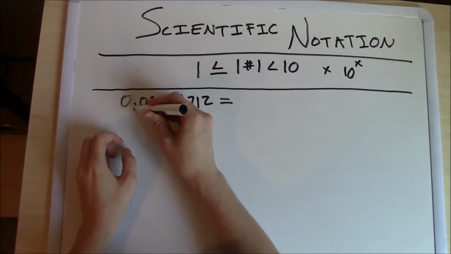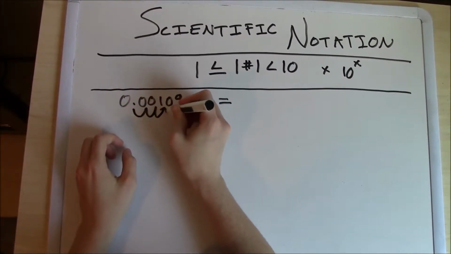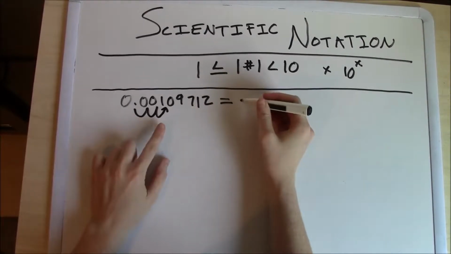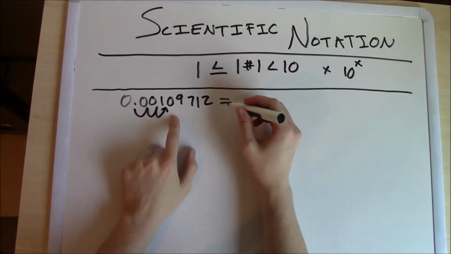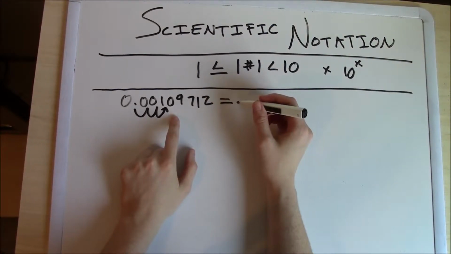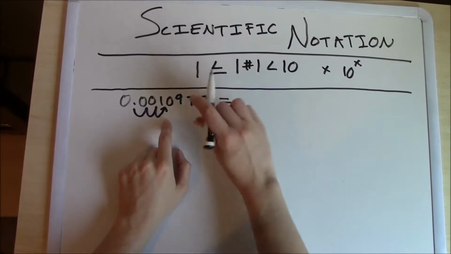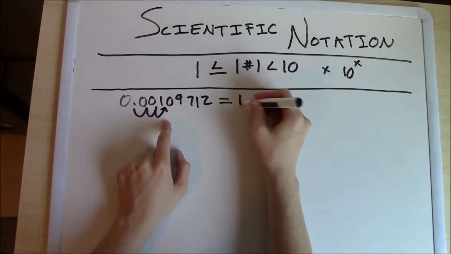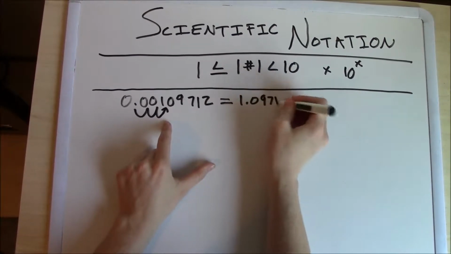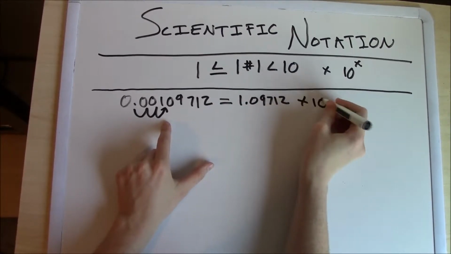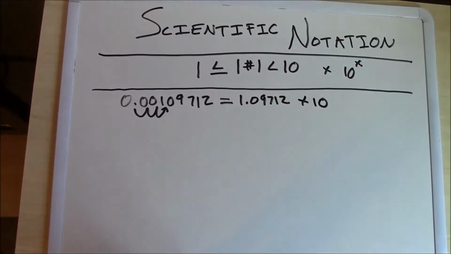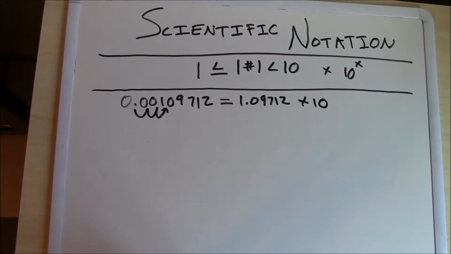So you're going to have to move it over 1, 2, 3. You're going to move it over 3 and not 4, because if you move it 4, you're going to get 10.9. Here you're getting 1.09. 1.09 is between 1 and 10, so you're going to get 1.09712 times 10, and here is the tricky part, the exponent.